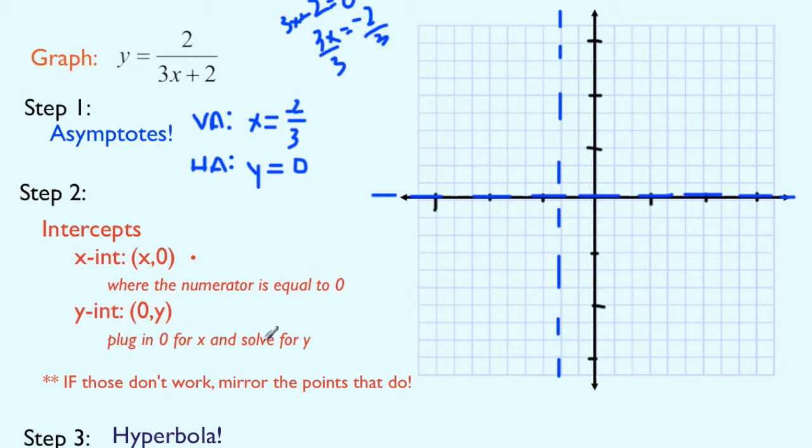Let's plug in 0 for x and solve for y. Nothing up here. What's 3 times 0? 0 plus 2, 2. So 2 over 2 is really 1. So you have a y-intercept at 0, 1. Okay, that is doable. I can do that. 0, 1, clear up here because I changed my scale.